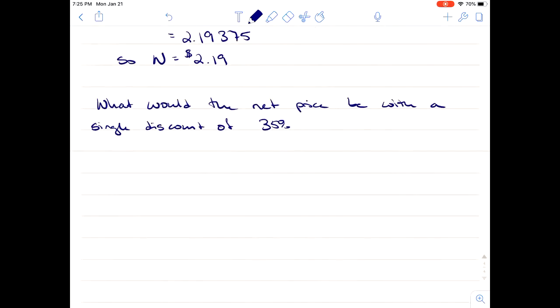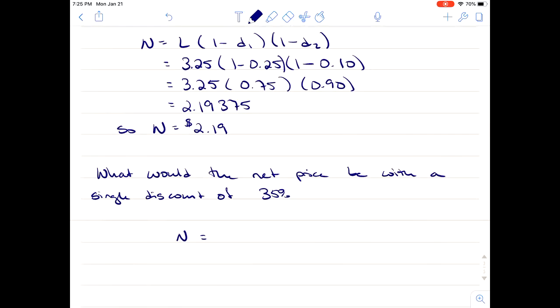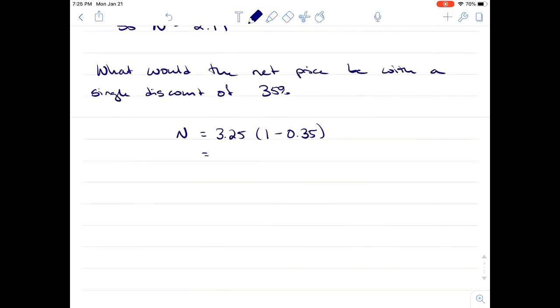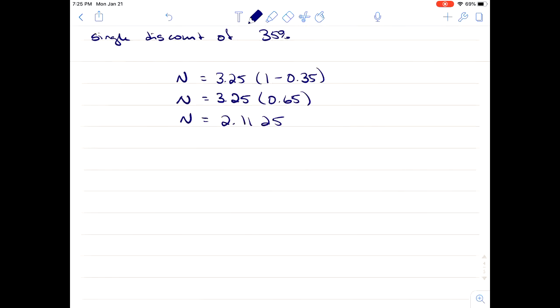All right, so now I'm just going to skip straight to it without listing all the information again. Now N is the list price of $3.25 times 1 minus 0.35. So 3.25 times 0.65 is 2.1125. So N is $2.11.